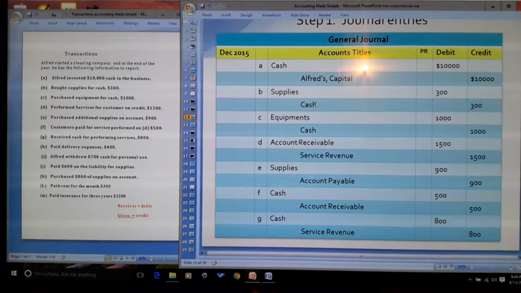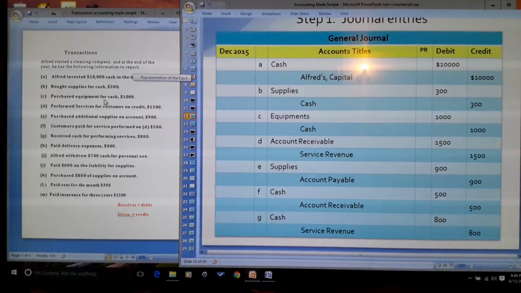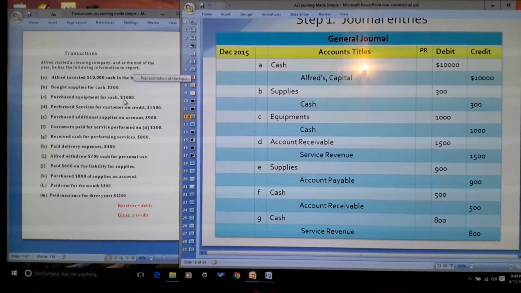We go to C, purchase equipment for cash, 1,000. You determine the two accounts that are involved, equipment and cash. So equipment is receiving, debit, and cash is giving, credit.